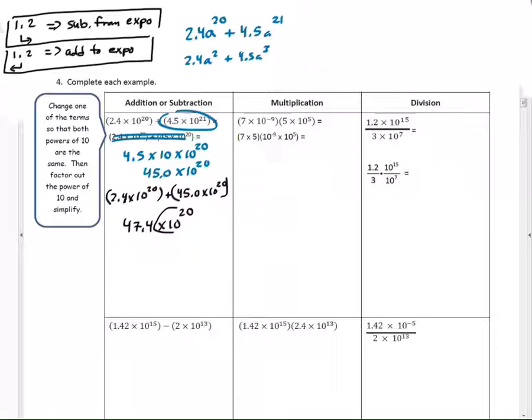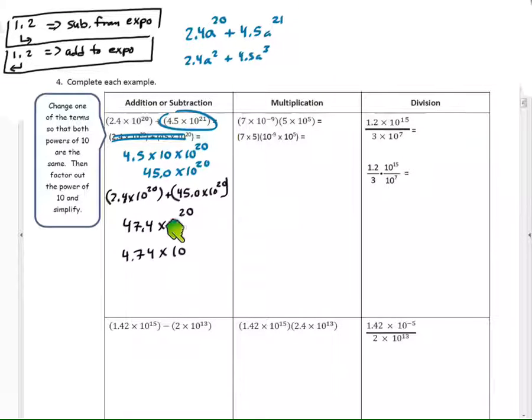You look at 10 to the 20 like it's a variable, kind of like it was an a, okay? And you just add the numbers in front. This is like the coefficient, which I told you guys earlier, okay? So this is not entirely correct scientific notation, but it is correct. We want that decimal to be right here before the 7.